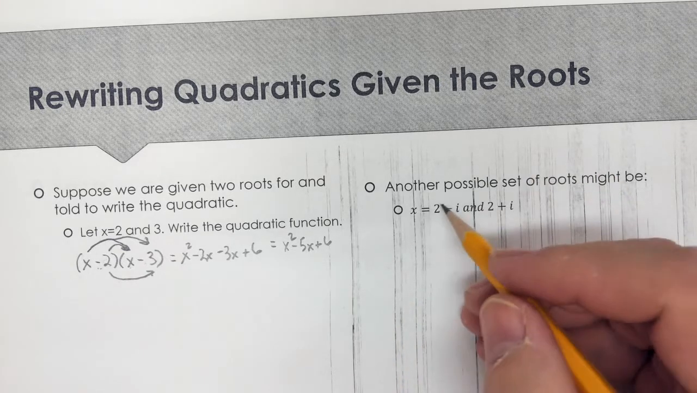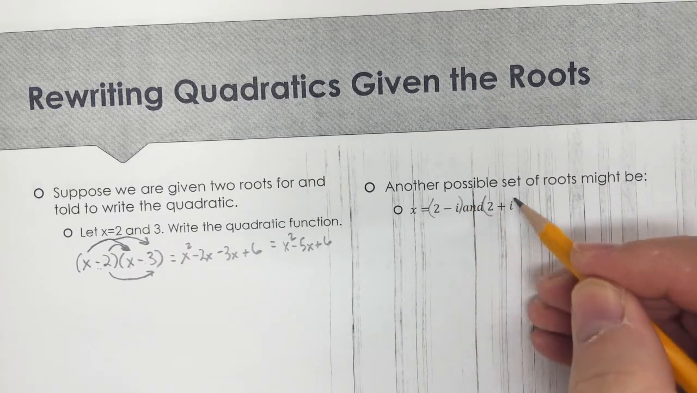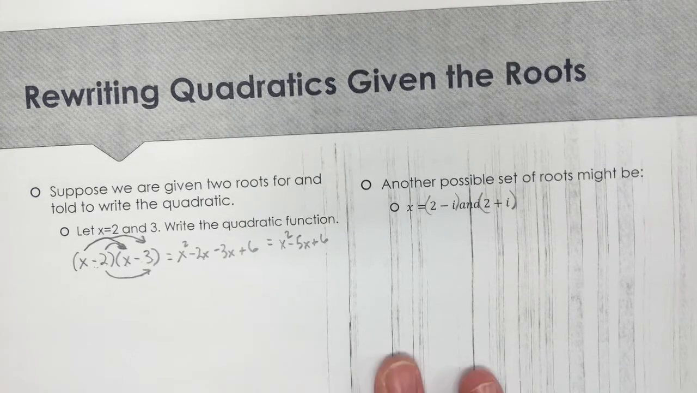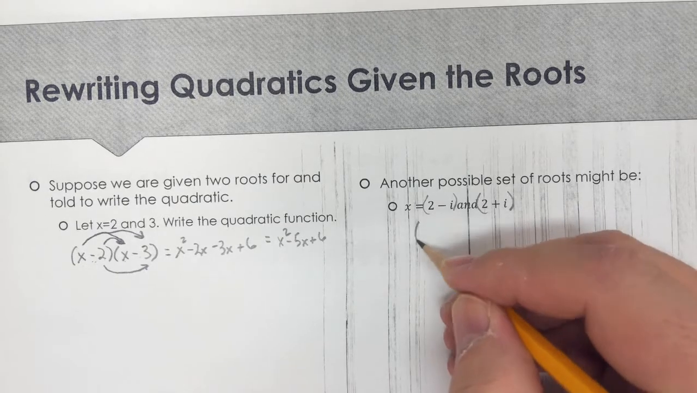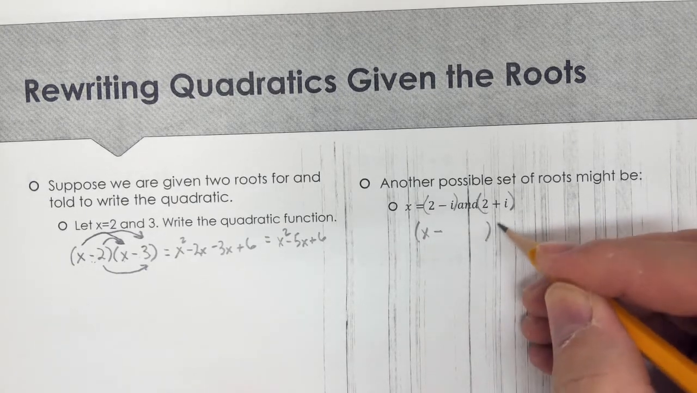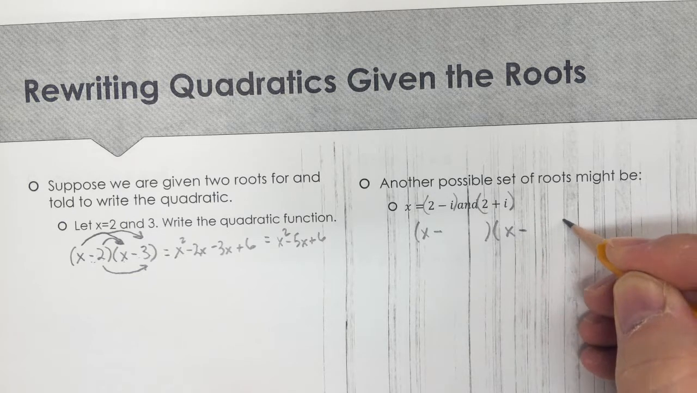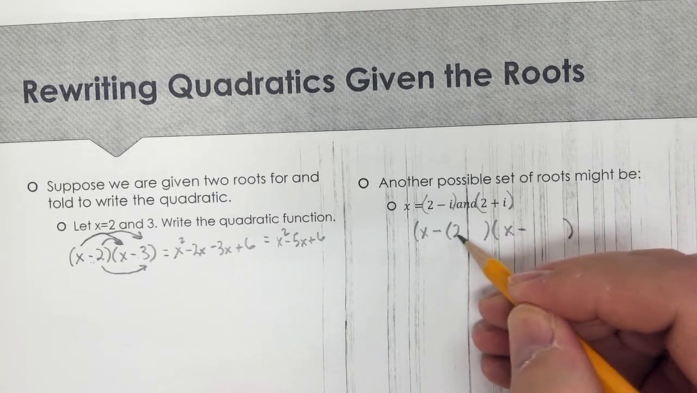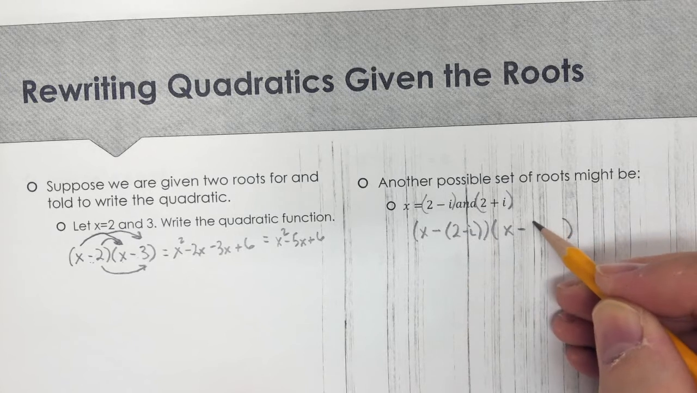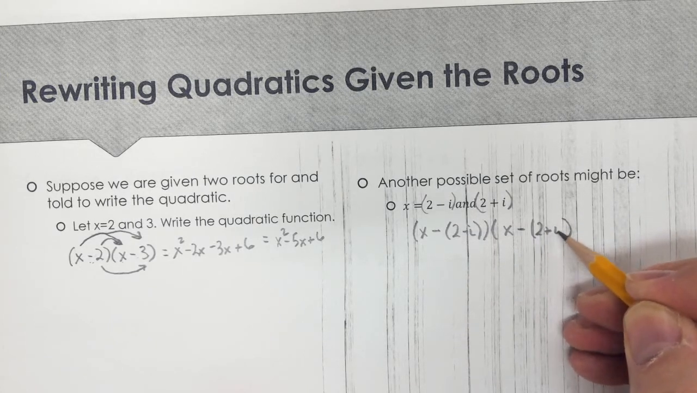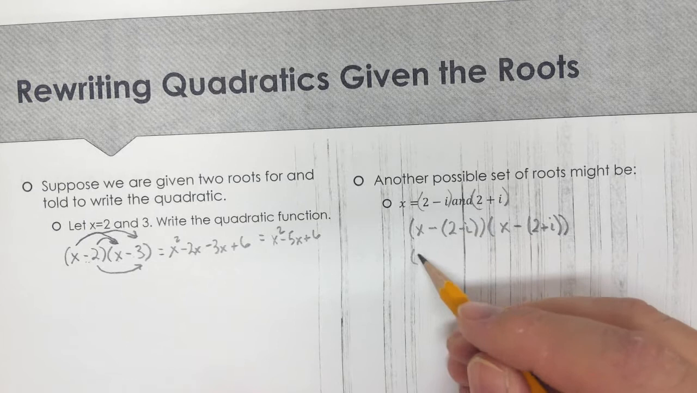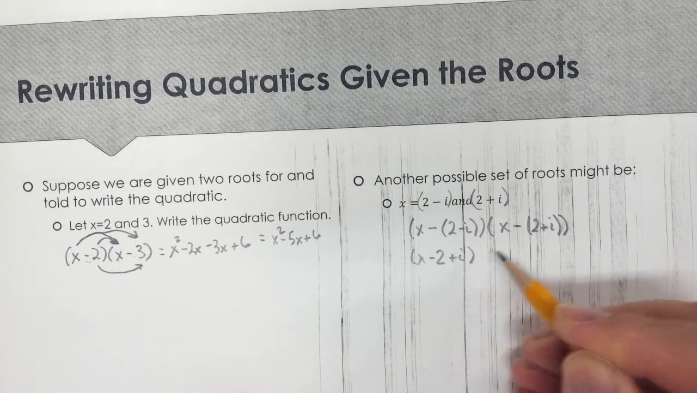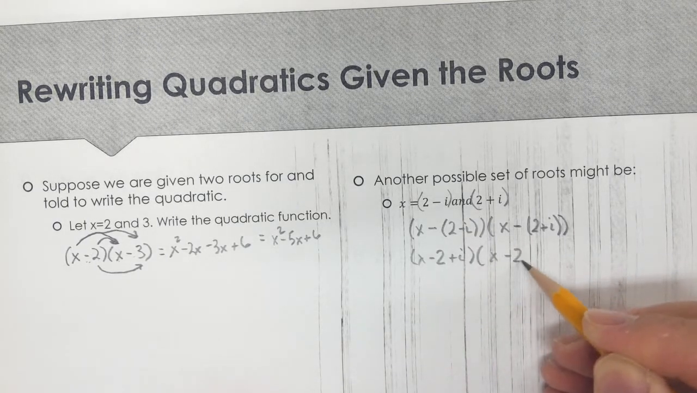Okay? So like this one, we've got this, and this is the roots. This one's a little bit more complicated, a little bit more distribution going on, but the idea is the same. Doing x minus something, x minus something. Except what I'm minusing is 2 minus i, and over here I'm minusing 2 plus i. Okay? So I'm going to simplify inside that first. So I get x minus 2 plus i, x minus 2 minus i.